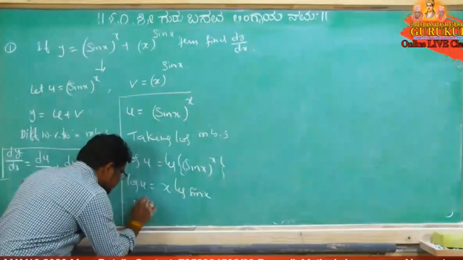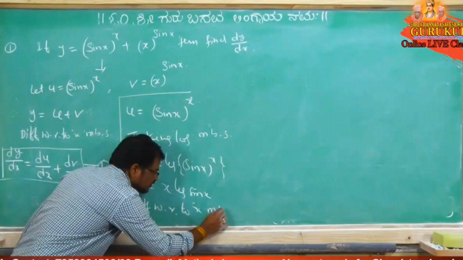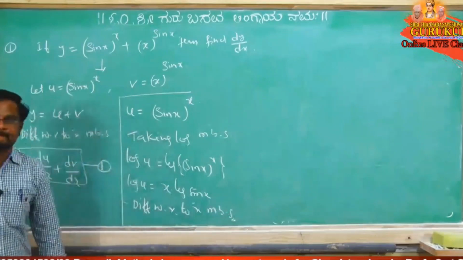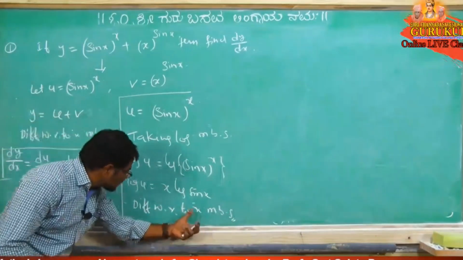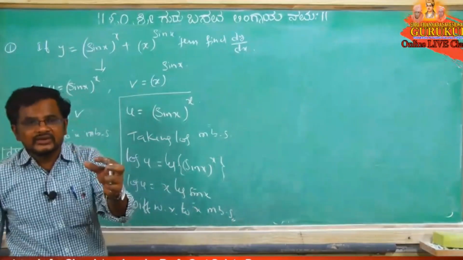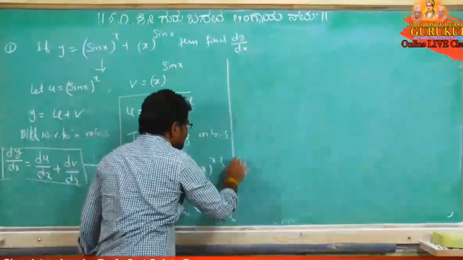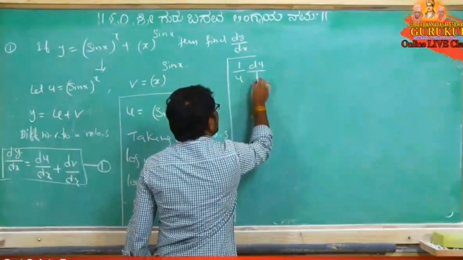Differentiating with respect to x on both the sides. Okay. Now differentiating with respect to x. Here what is the variable? u. Differentiation of log u is 1 by u du by dx.